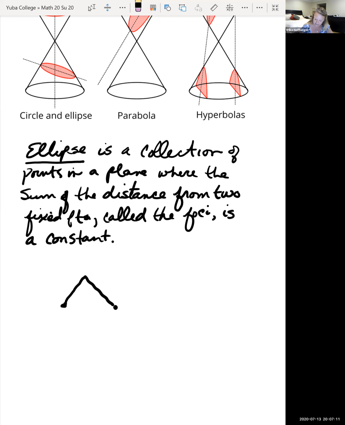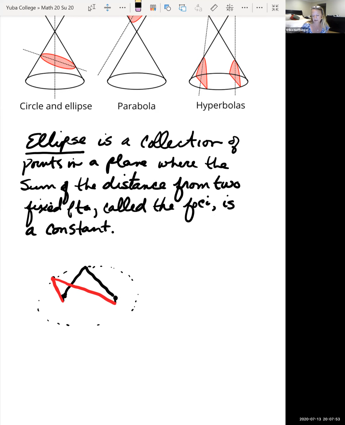So kind of think of it as this is a string in here. Here maybe is a tack where your strings are. And if you move your pencil keeping the string taut, we would get something that maybe looked like this. And so anywhere that you did this, so if I chose a different point and I looked at the sum of the string from here to here, that would be the same as it had been from here to here. So any point on this plane that is an equal distance is the ellipse.